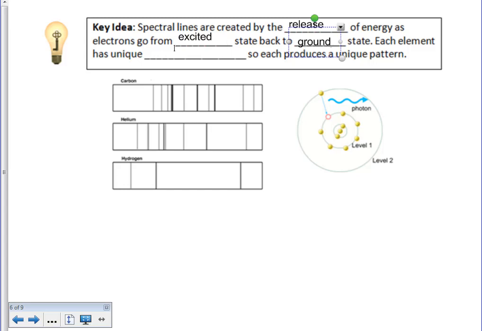Each element has unique electron configurations, so each spectral line is unique to that of the element. So we use this for identification purposes. To illustrate that point, you see that we have the release of energy here. You can see the electron falling back down a principal energy level, thus releasing that energy in the form of a photon, which we actually see with our eye.